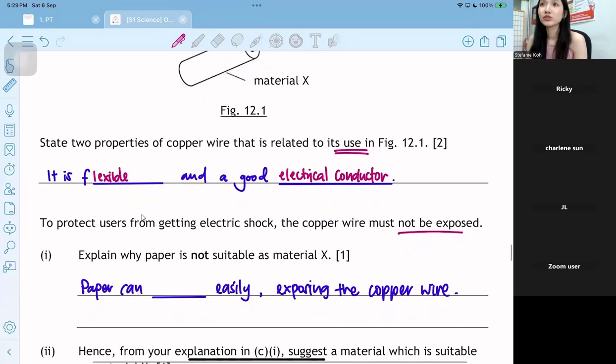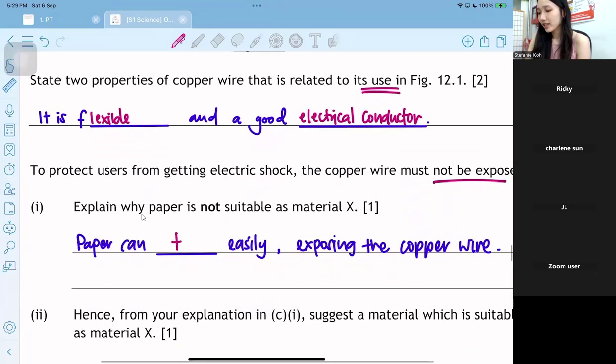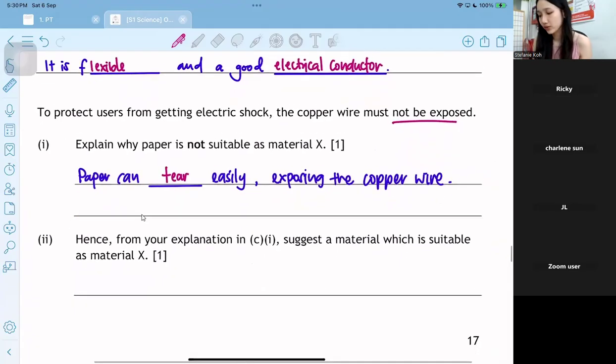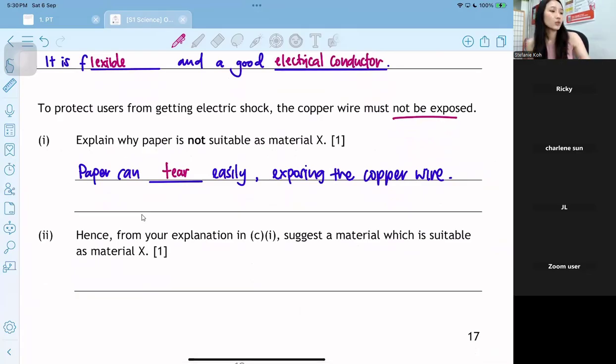Why paper is not suitable? Exactly. Okay, easily torn or it's not waterproof. You can say that also, right? So exposing the copper wire, that's why it's not suitable. Then what is usually used for our casing, right? Plastic or rubber. Just choose one. Both are accepted.